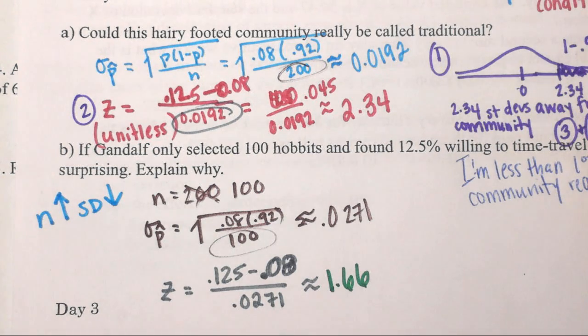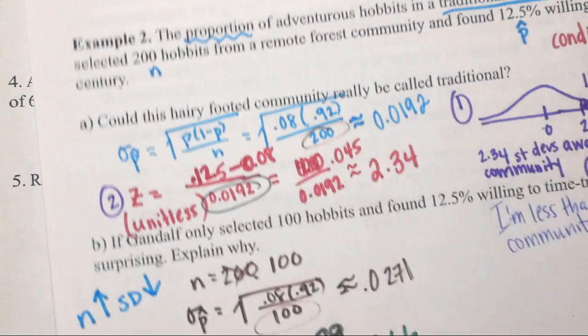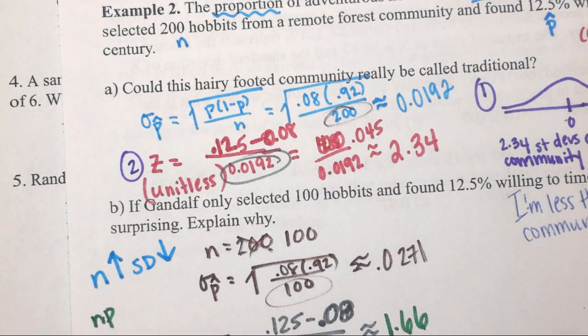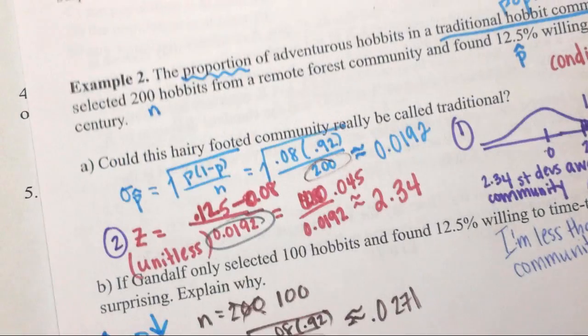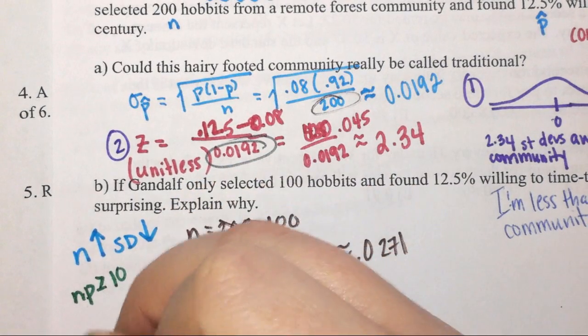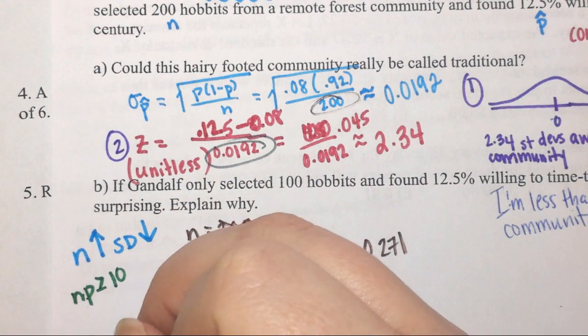Okay, so I, being me, skipped one step that was important. How do I even know I can apply a z-score? Did I check that this was normal? I did not. So I need to do n times p and n times 1 minus p and make sure it's greater than or equal to 10. Hunter says it's not. Let's see.